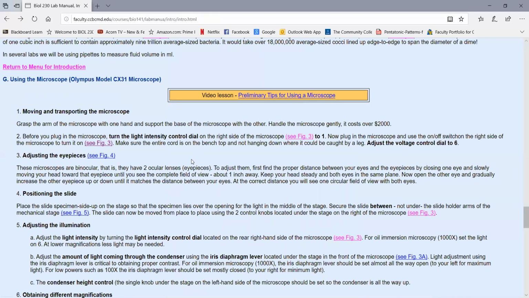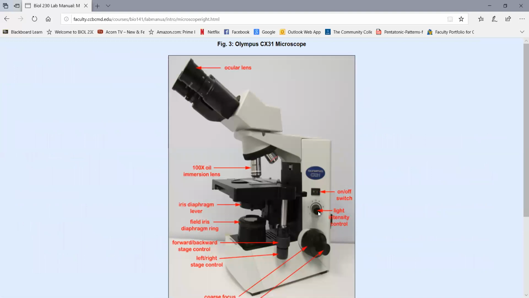Now, once you have it plugged in and you've turned it on, then adjust the voltage control dial all the way up to 6. So once it's turned on, then we can crank it up to 6, again using the light intensity control here. It takes a lot of light to see bacteria at 1,000 magnification. So we need the light all the way up when we're ready to start focusing.